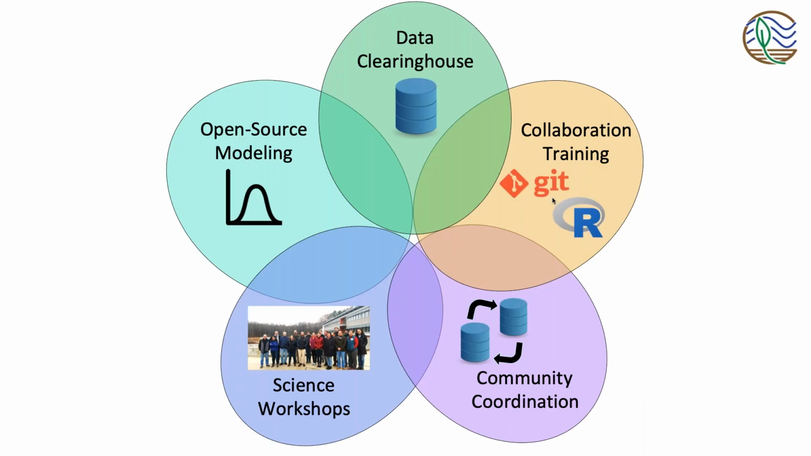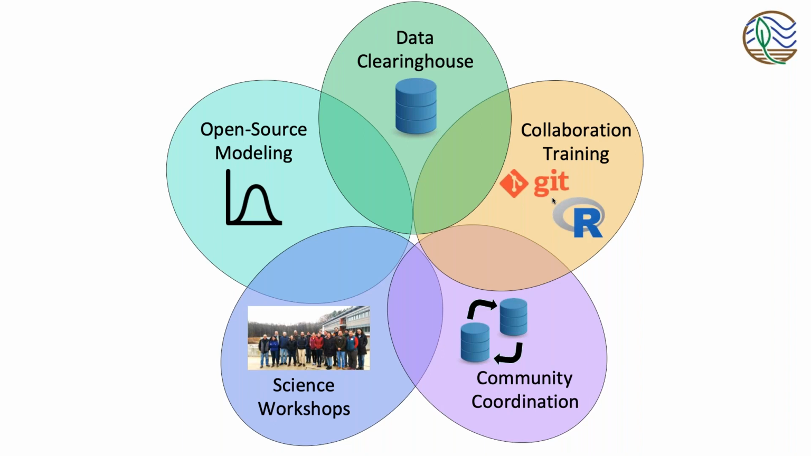The proposal had a variety of different activities in it. We're going to emphasize a couple of these today, but illustrated here are the primary types of activities that we propose to do. The data clearinghouse is a centerpiece here, but we also intend to use those data for training and collaboration, training and synthesis and computational tools.